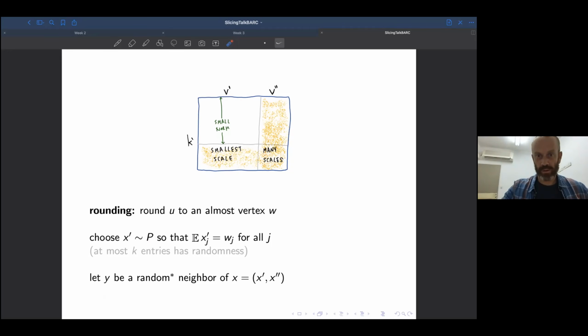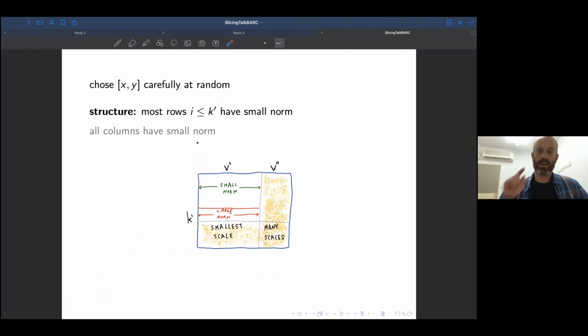Now we need to do most of the work. We need to take care of all of these rows, which don't have many scales, so they could potentially cause trouble. This is the really interesting part. But we do know that the columns have small norm. What does it mean? It means that most rows have small norm. If all the columns have small norm, then, up to some normalization, all rows have small norm.